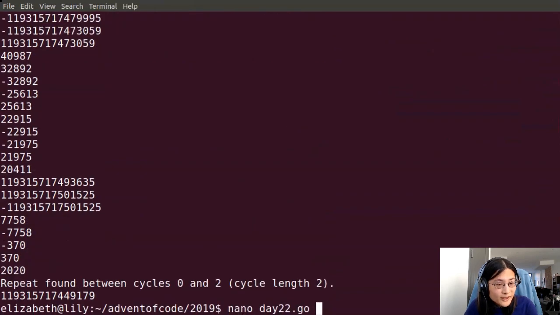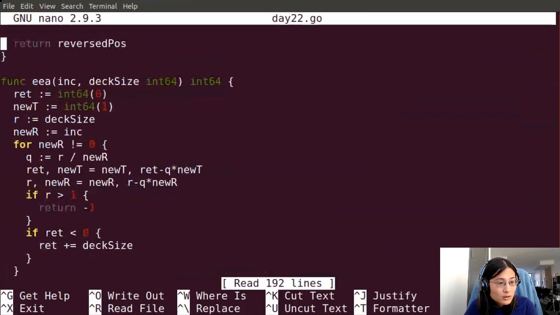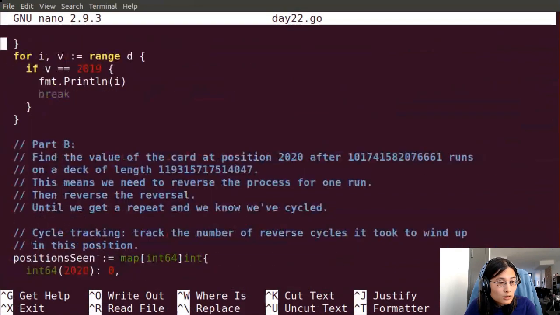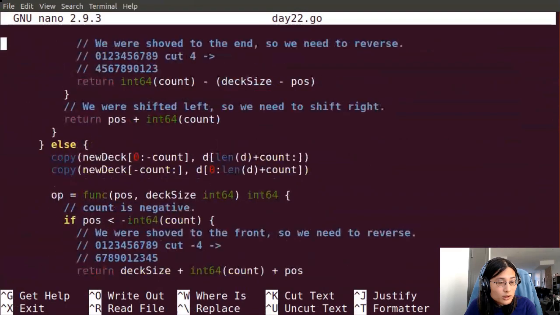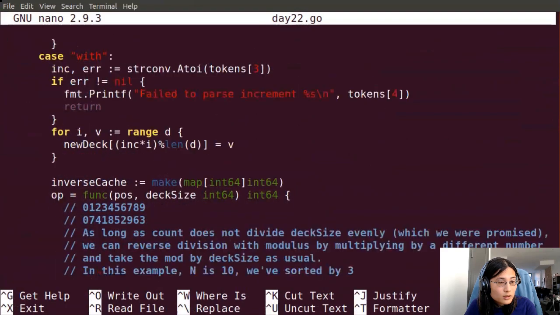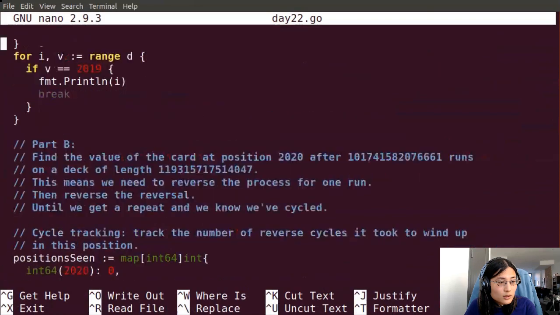I see. We're getting negative positions. That should not be happening. Okay. That explains it. Something is wrong in here.